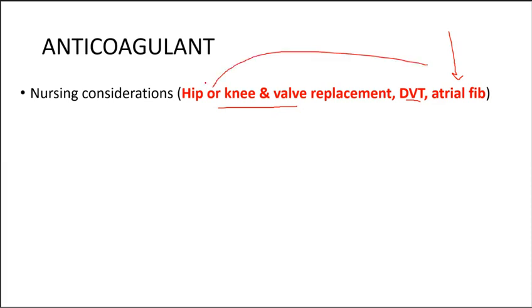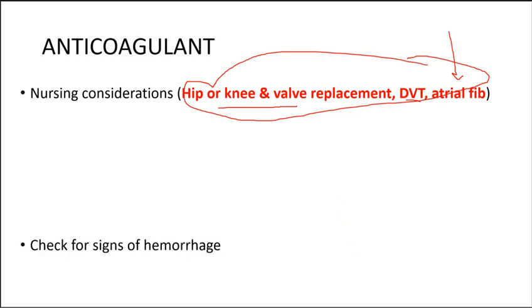So you want to remember these conditions on the NCLEX with your anticoagulants: atrial fibrillation, deep venous thrombosis, pulmonary embolism, and again, heart valve, mechanical heart valve replacement surgeries. In these clients, you want to check for signs of hemorrhage.